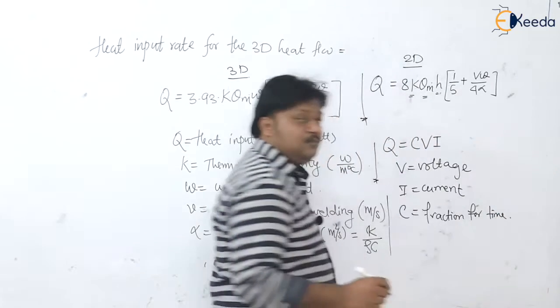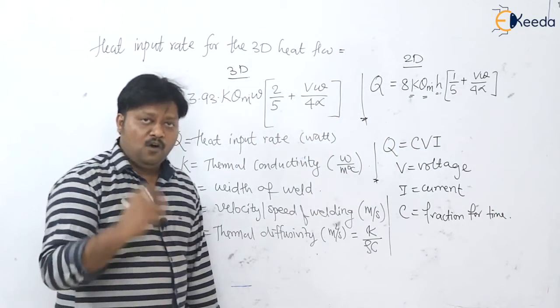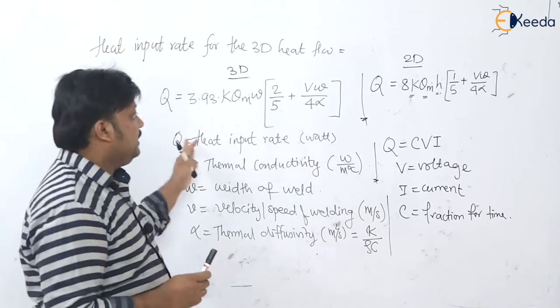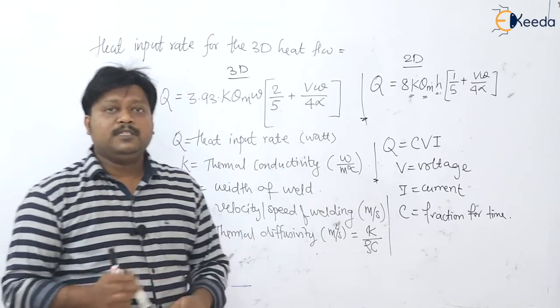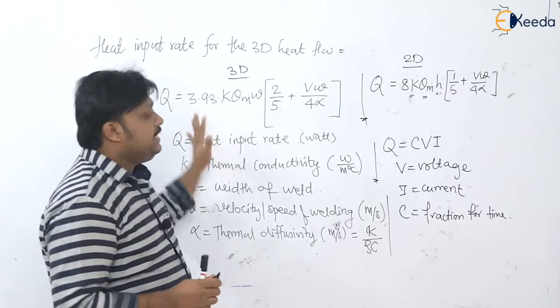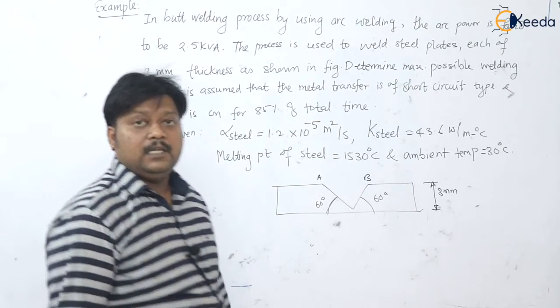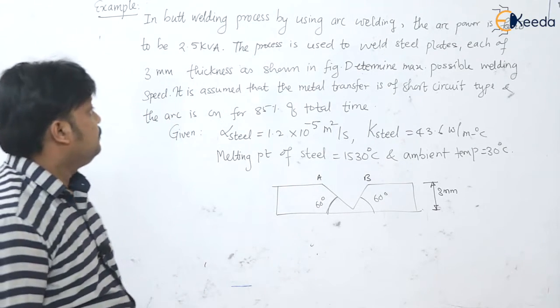That is for how much time your arc was operating. Okay, so let us take one example so that you can get the idea how to solve the numerical by using these 3D or 2D heat flow characteristics. So students, let us see what is given in the question.